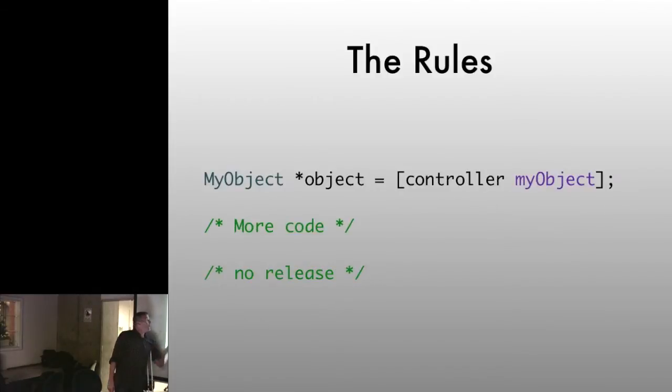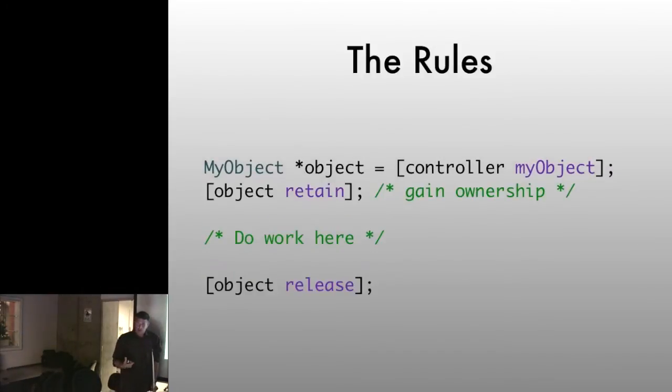Okay. So my object. We call this controller. We just say controller, give me a reference to my object. We probably haven't set up a property, a getter and setter for this, so we're not using the dot notation. So we're saying, okay, give me a reference to my object. We get a reference to it. No release. Allocate, copy, and retain.